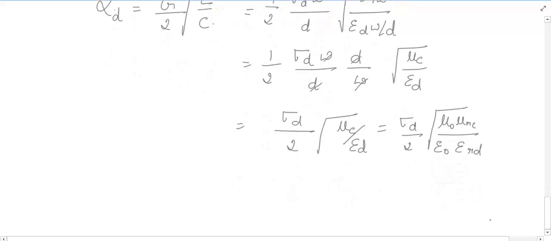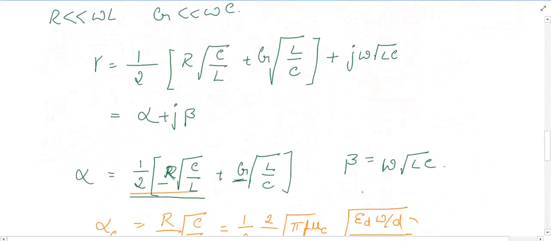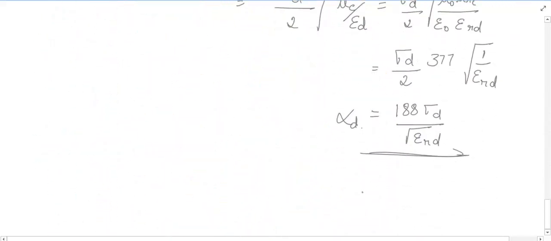For the conducting strips, we know that mu r or mu rc is nothing but 1. So what remains is sigma d divided by 2. If you simplify this root of mu naught with epsilon naught, you get 377 into root of 1 divided by epsilon rd. So 377 by 2 is nothing but 187 or 188 point something. We'll consider only the non-decimal value, so it is 188 sigma d divided by root of epsilon rd. So we got alpha d as this. Yeah, that's all about the parallel strip lines.